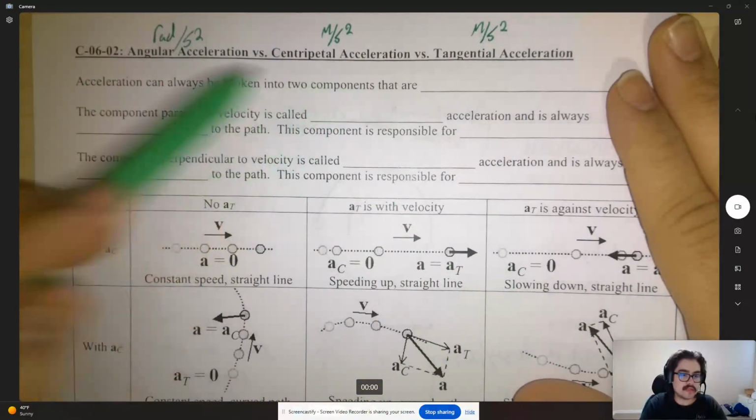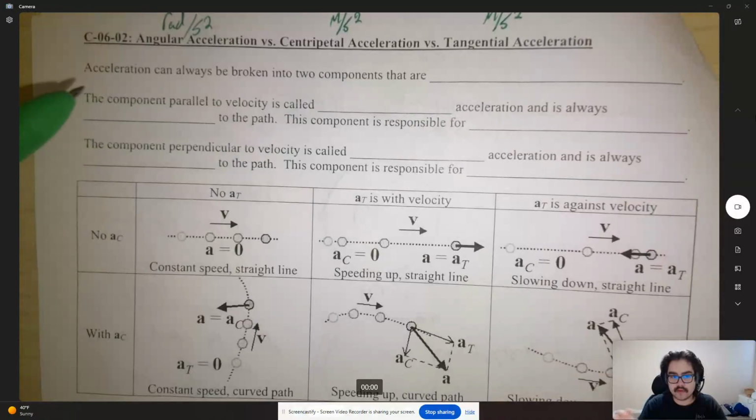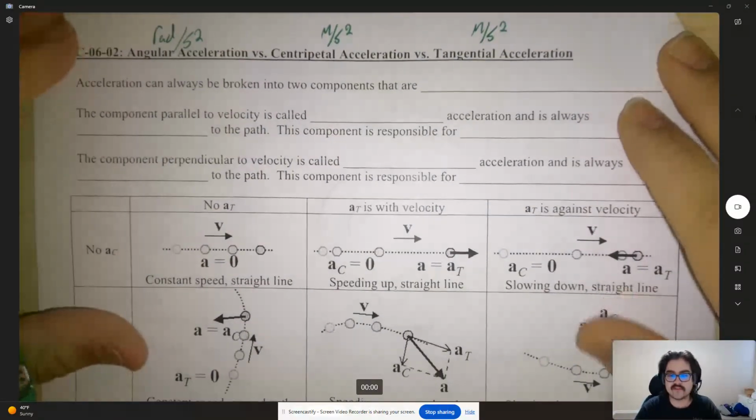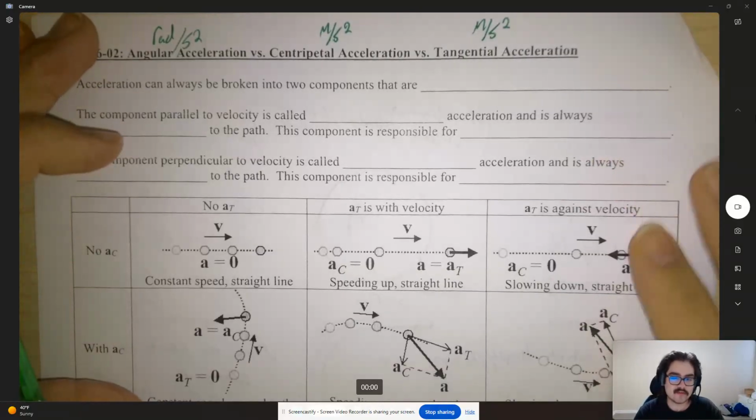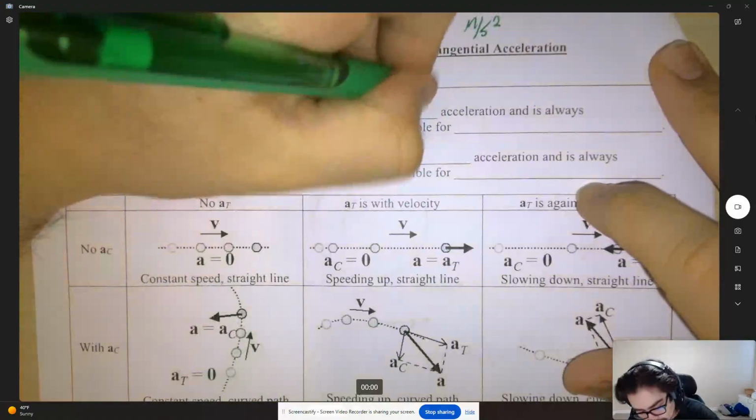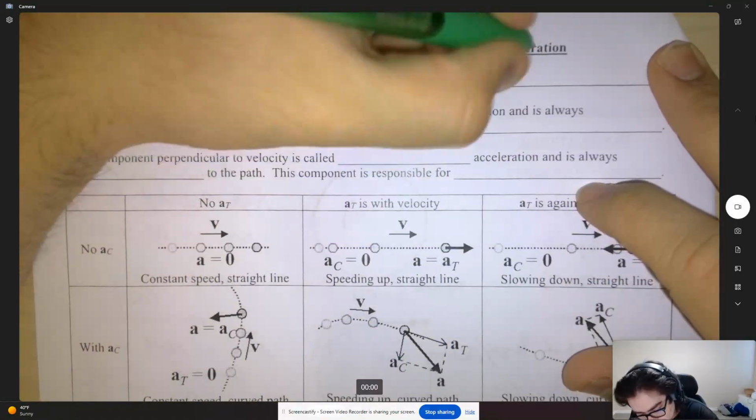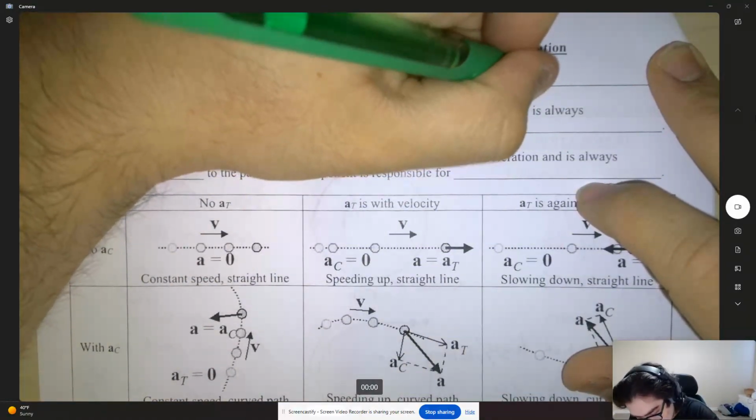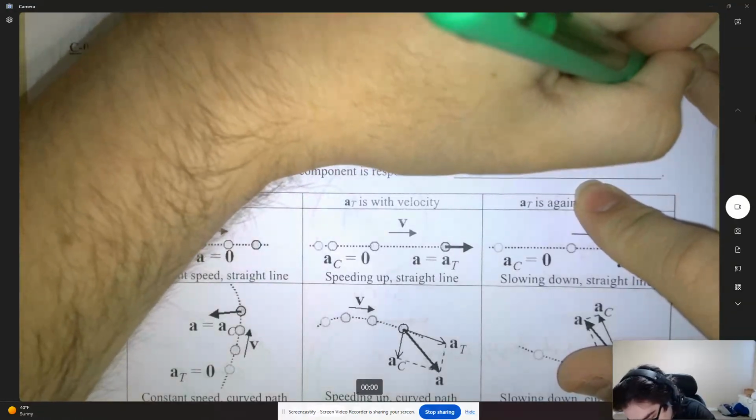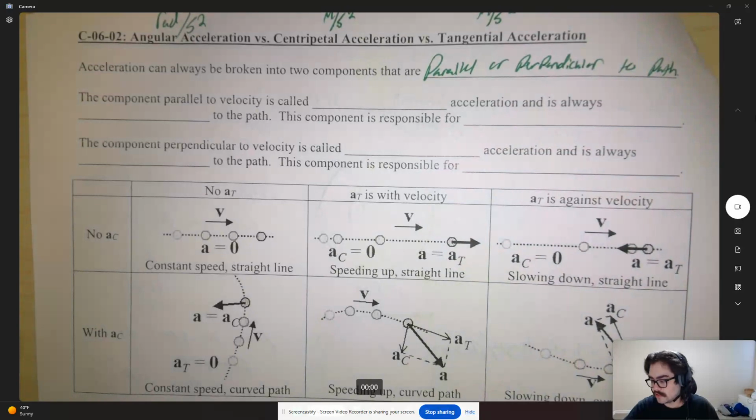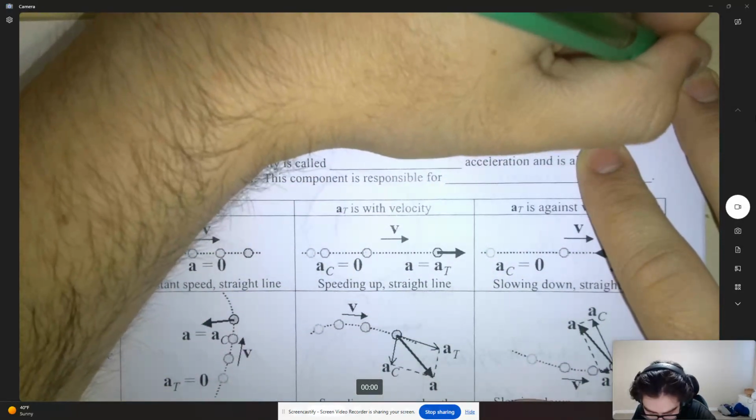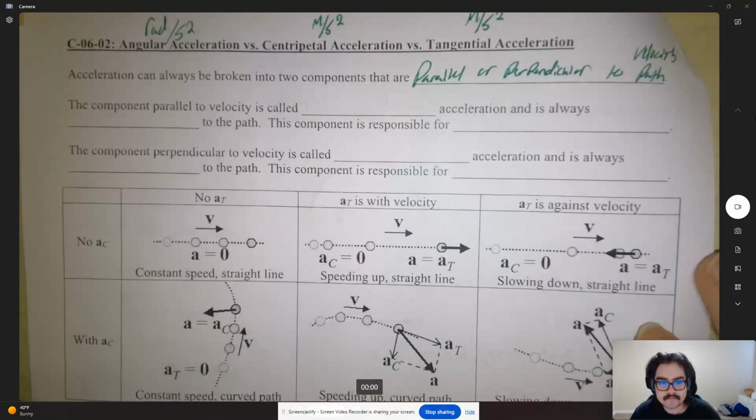Centripetal acceleration, remember, points towards the center of the circle, but it really is only serving to change the direction of velocity, not so much the actual value of velocity. Acceleration has two components. There's always one that's parallel or perpendicular to the path, or to the velocity, okay? It's probably better to say velocity, okay?